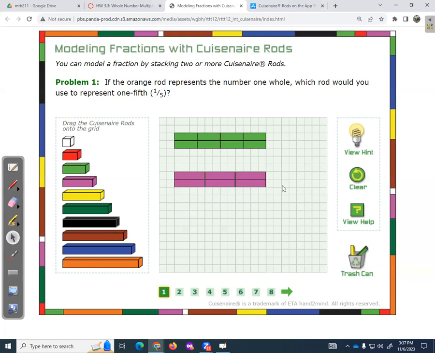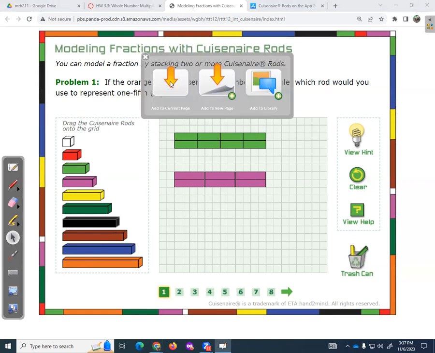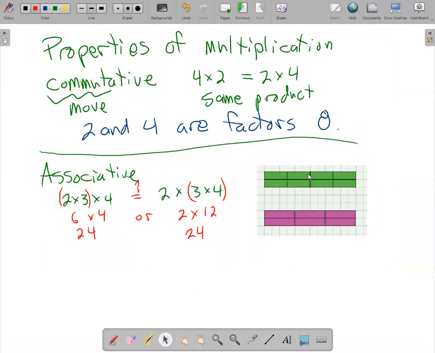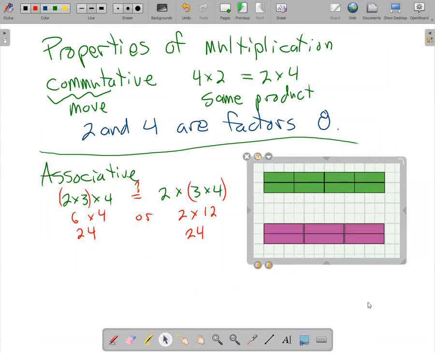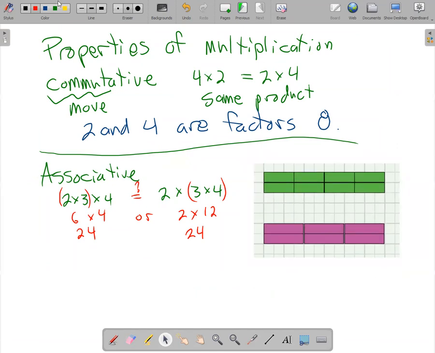Okay. So that's one fun thing about toys like this, is you should be able to justify these properties with them. Add that to the notes. All right, so there's a physical example. The top one shows 2 groups of 3, 4 times. And the bottom one shows 3 groups of 4, 2 times. Demonstrating a physical version of the associative property.